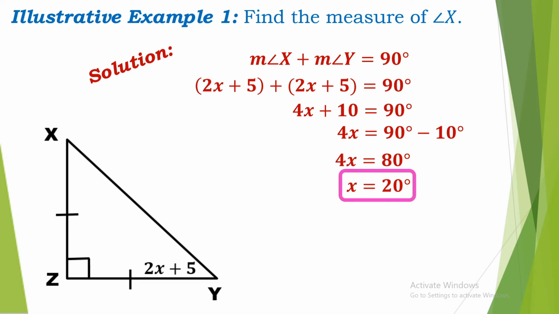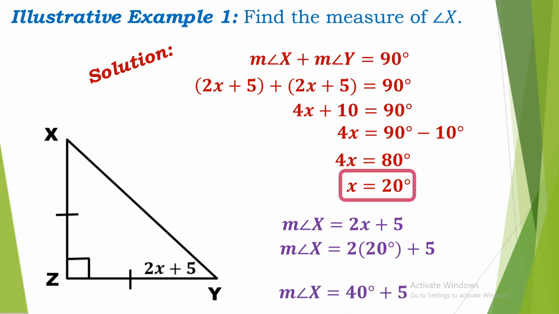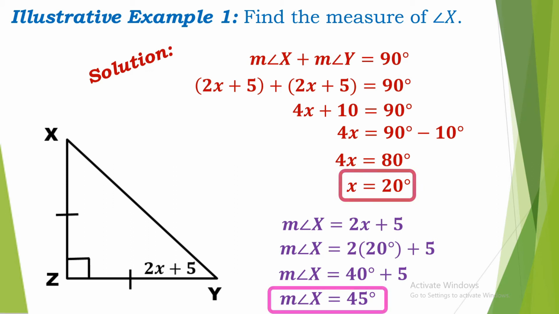Now, since we are asked to find the measure of angle X, that means we are looking for the value of 2x plus 5. So take note, the measure of angle X is equal to 2x plus 5. So by substitution, we now have 2 times 20 plus 5. And 2 times 20 is 40 plus 5, so we have 45. So the measure of angle X is 45 degrees.